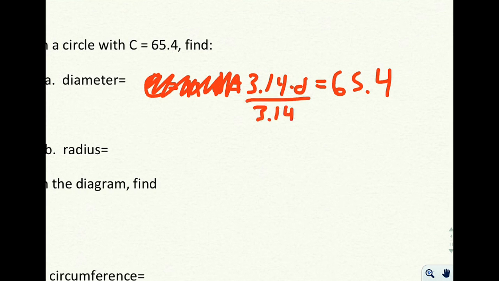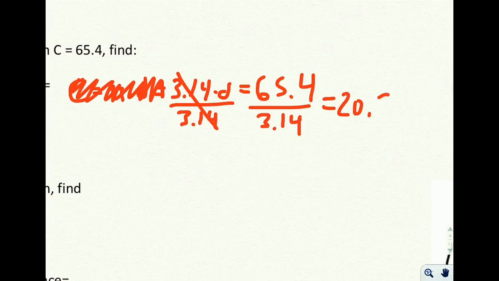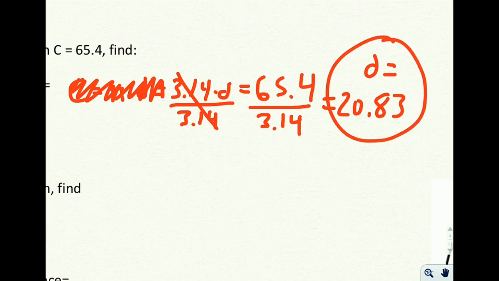All we have to do to get d alone, our diameter, is divide both sides by 3.14. And if you do that, you're going to get 20.83. So that's going to be your diameter. So diameter equals roughly 20.83.